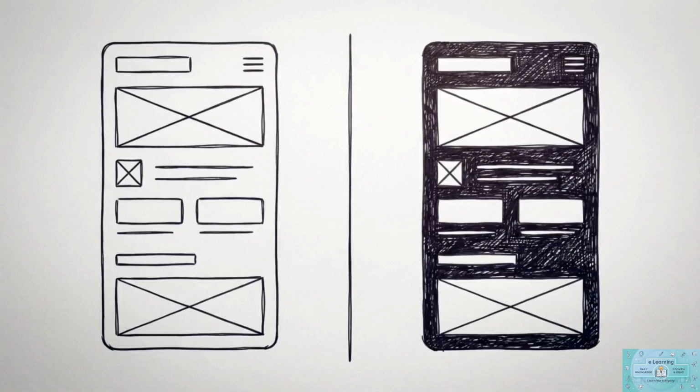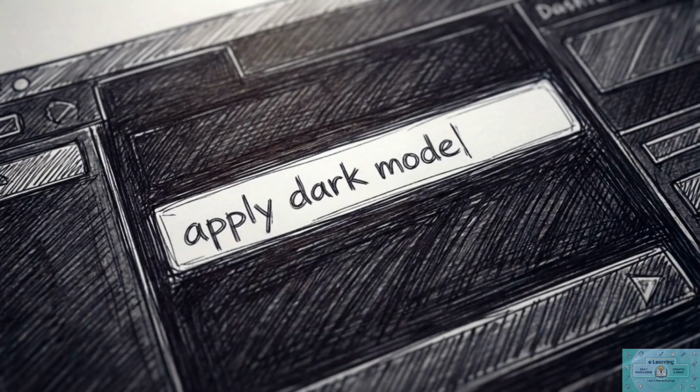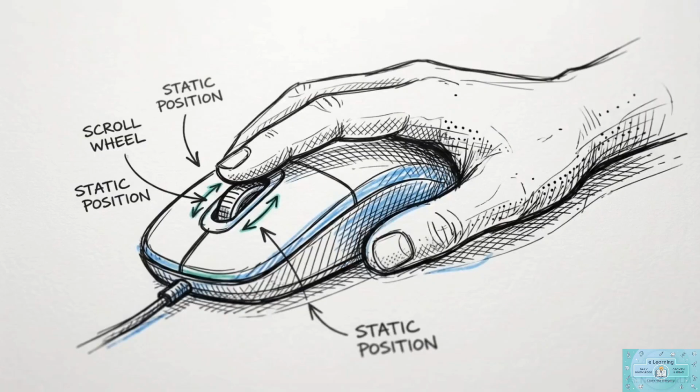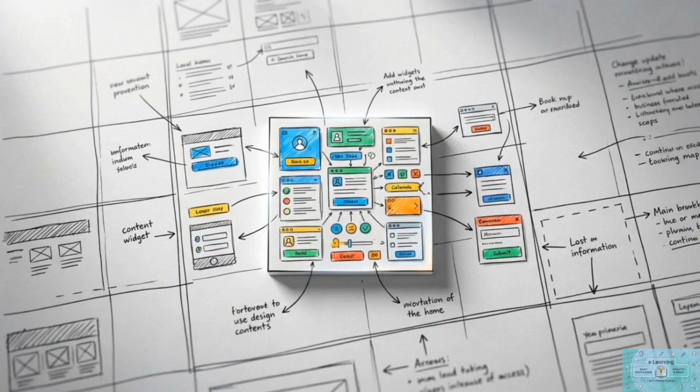You can instruct the AI to execute global thematic changes across the entire interface. Type Apply Dark Mode, and the color palette updates everywhere at once. Because this canvas is infinite, hold down the spacebar to pan and use your scroll wheel to zoom. This keeps you oriented as you rearrange your UI components.